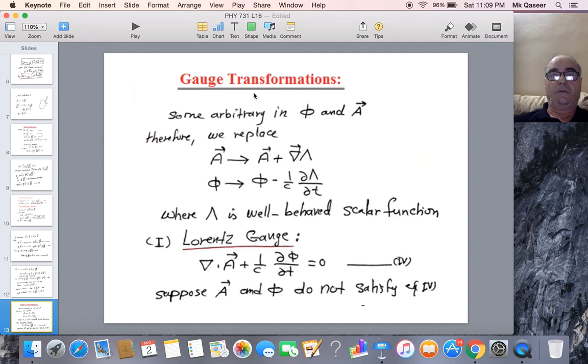Now let's move to what's called a gauge transformation. Since there is some arbitrariness in the functions phi and A, we can replace A by A plus the gradient of some scalar field gamma, and phi by phi minus 1 over c ∂gamma/∂t, where gamma behaves as a scalar function. The Lorentz gauge: in the Lorentz gauge we use this quantity, divergence A plus 1 over c ∂phi/∂t is equal to 0.